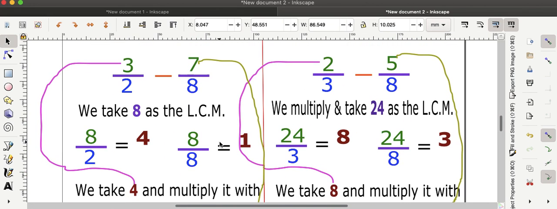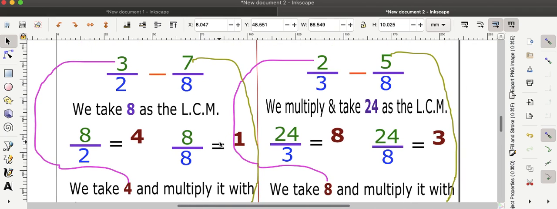Once we have taken 8 as the LCM, we take both the denominators and divide by them. So we take the LCM 8 and divide it with the first denominator, and we take the LCM 8 and divide it with the second denominator. So 8 divided by 2 is 4 and 8 divided by 8 is 1.